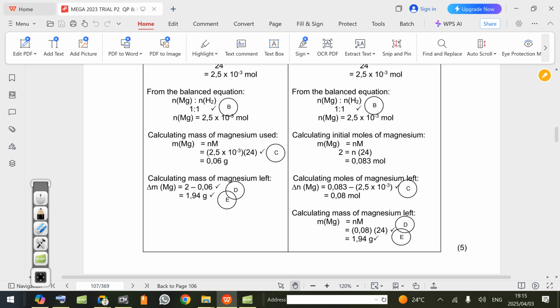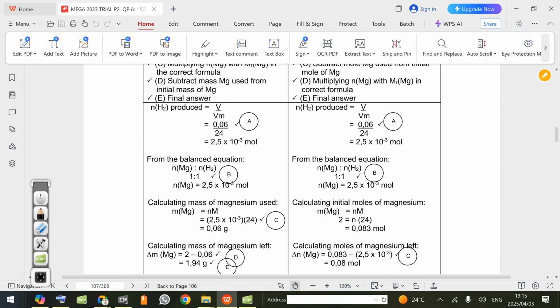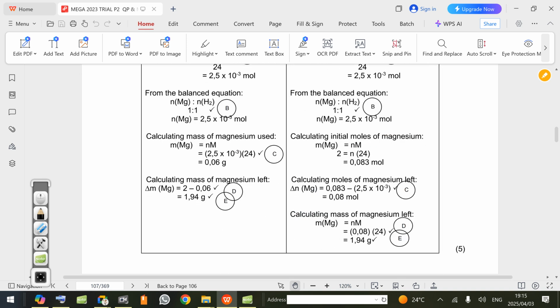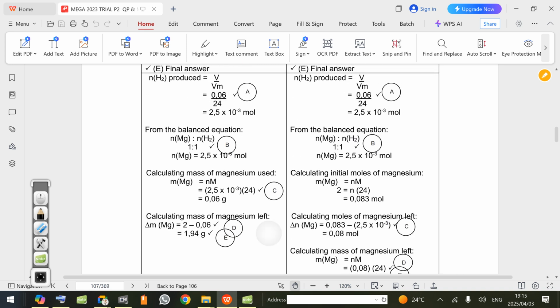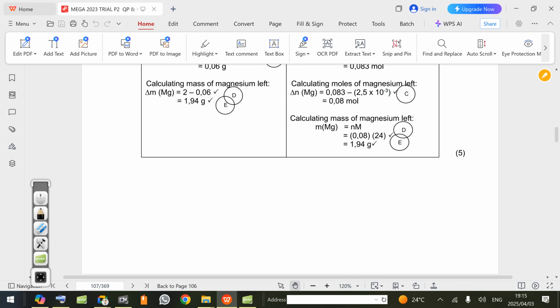Stoichiometry, 1.94. You see, look at the steps. It's like I copied it. First, the number of hydrogen produced. My ratio, can you see the ratio is giving me 1 mark there? That is point B. That's how we mark. Then we move to point C. Okay, they did something different. Well, I think we used the one on the left, because we got our 0.06 and then that.